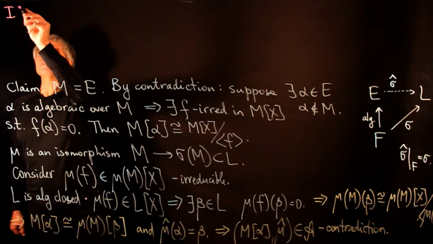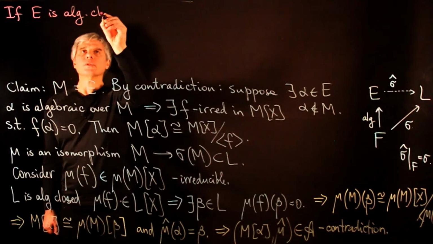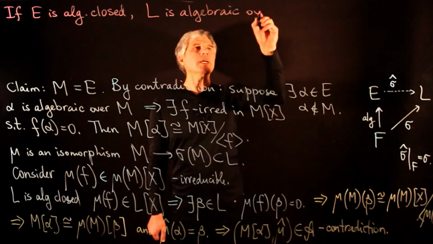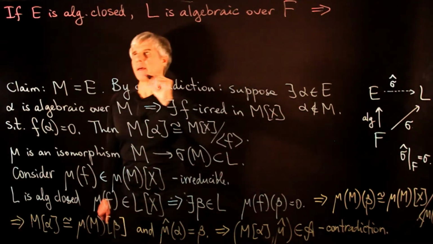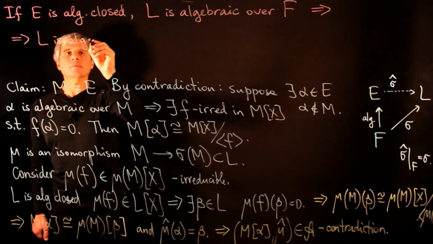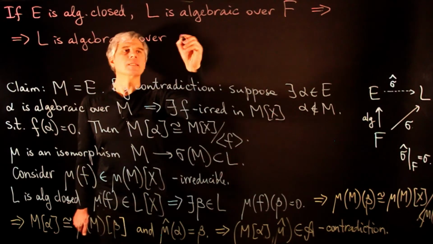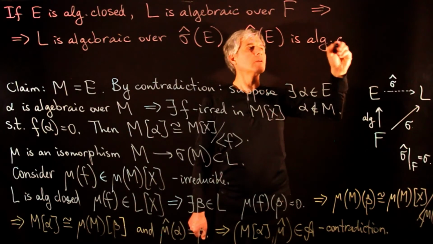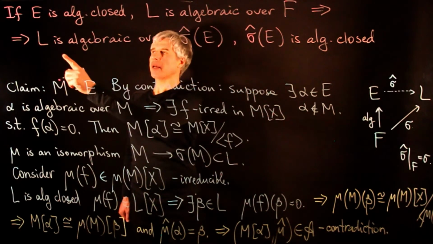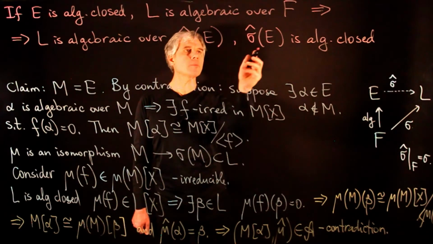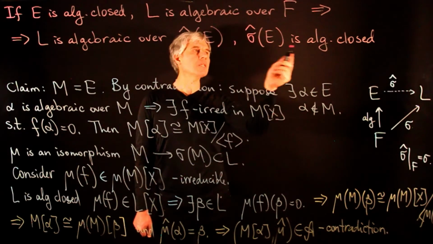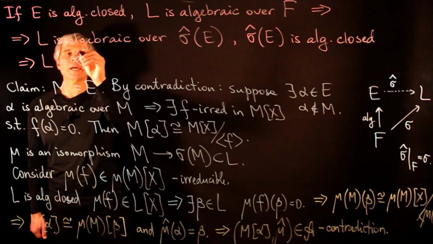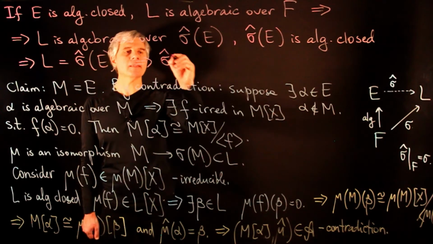For our second claim, if E is algebraically closed and L is algebraic over F, then this implies that L is algebraic over sigma hat of E, and sigma hat of E is algebraically closed itself. Since L is algebraic, every element of L is a root of some irreducible polynomial with coefficients in sigma hat of E. But sigma hat of E is algebraically closed, so each root of such a polynomial will be already there. So this tells us that L must be equal to sigma hat of E. And this means that sigma hat is an isomorphism.